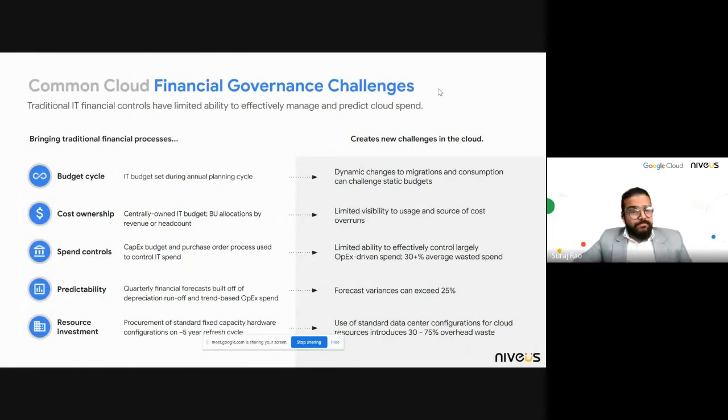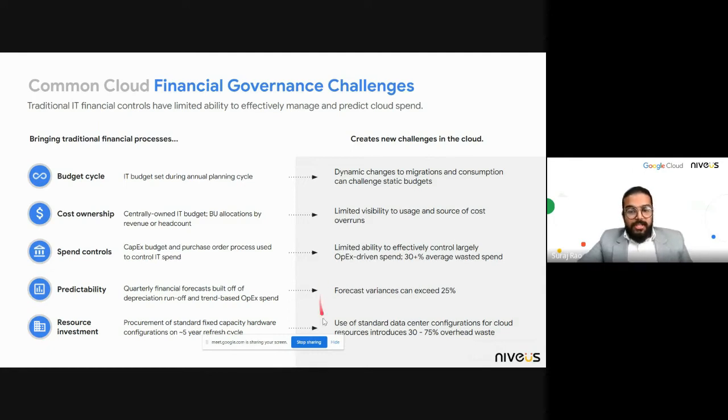And it is very important to understand that the spend controls that you will have in traditional IT are way different from what you will have in the cloud, because of the limited ability to efficiently control the large OPEX spend, right? And again, the predictability and the resource investment, where you can predict your normal workloads that can be hosted on your on-premises, and you can have your five-year configuration or capacity refresh cycle.